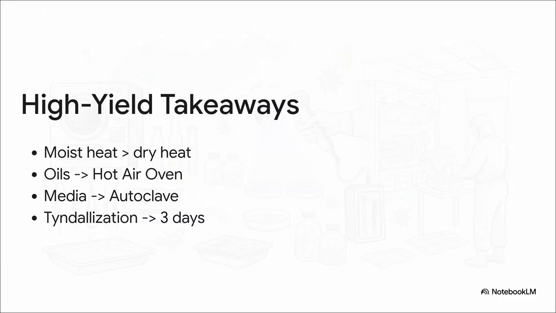Before we wrap this explainer, let's rapidly hit these critical, high-yield takeaways. Remember, moist heat will always be more efficient than dry heat. Match your material to your machine: oils and powders go in the oven, culture media goes in the autoclave. Tyndallization? That's a fractional method taking 3 successive days of steaming.